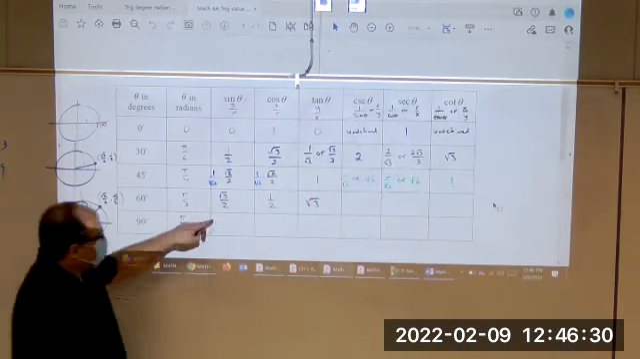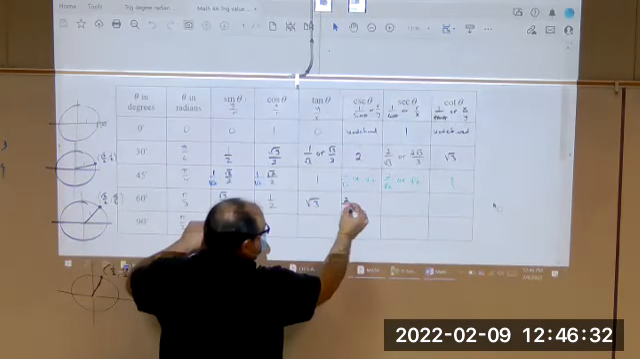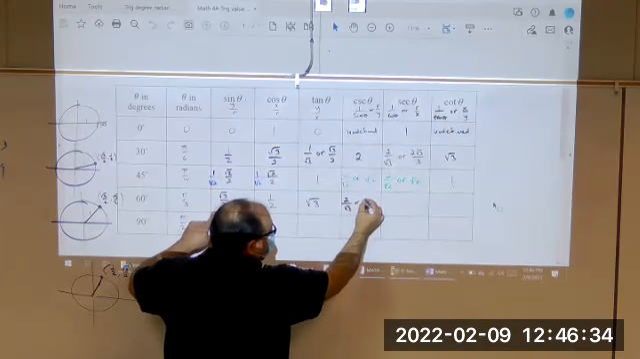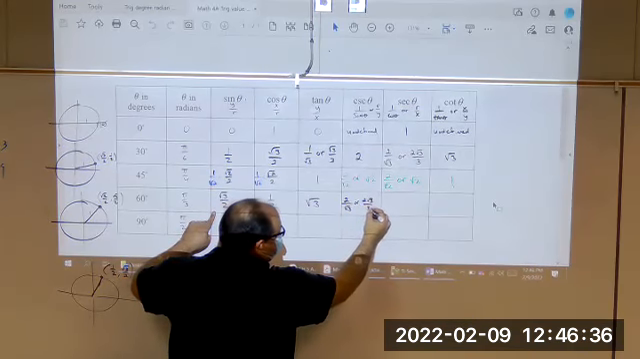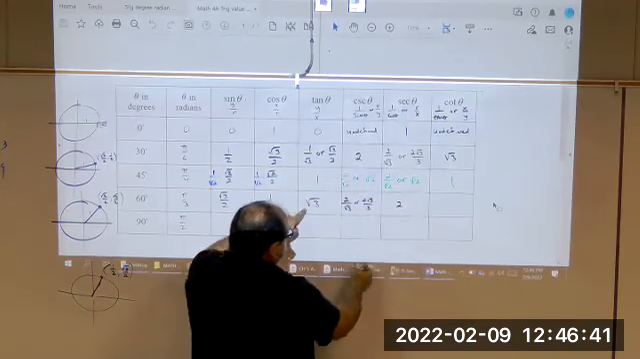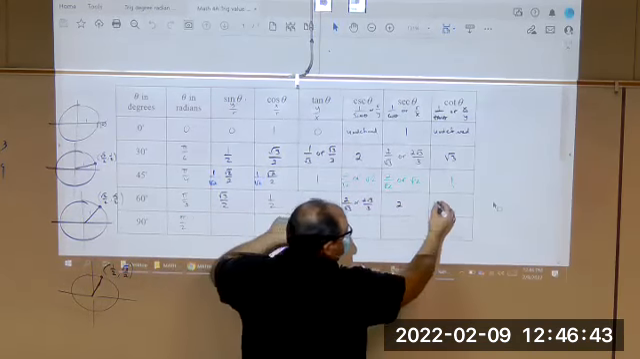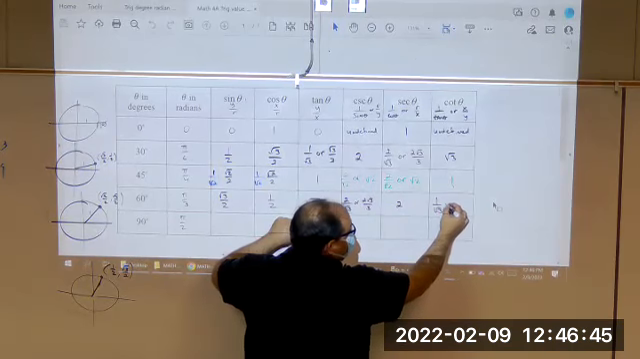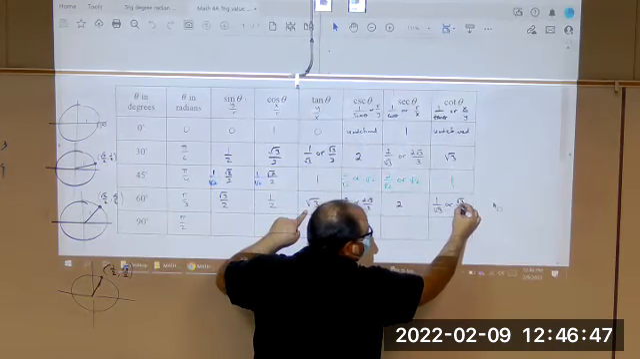And then you flip them. This would be 2 over square root 3 or 2 square root 3 over 3. Flip over 1/2 and you get 2. Take the reciprocal of square root 3 and you get 1 over square root 3 or square root 3 over 3.